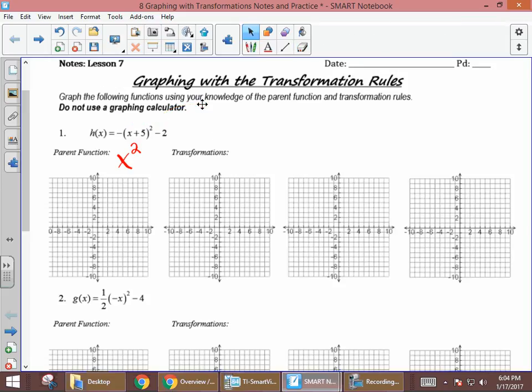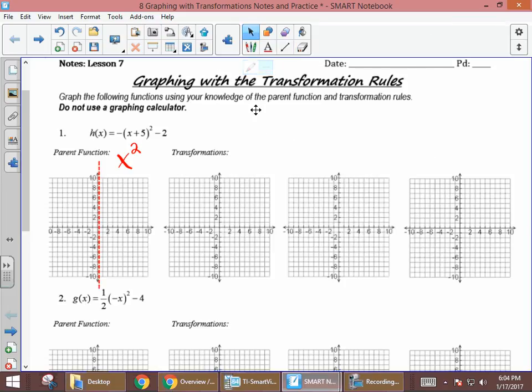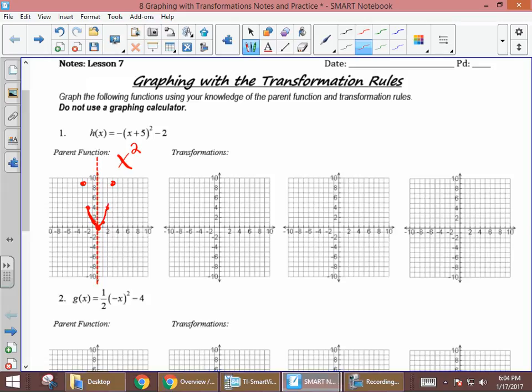All right, so the first thing we're going to do is graph the parent function. And that parent function has an axis of symmetry at 0. Its vertex is 0, 0, over 1 up 1, over 2 up 4, over 3 up 9. And the same thing happens on the other side, and we graph it as well as we can. All right, there it is.